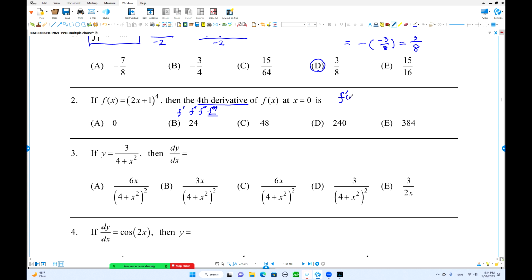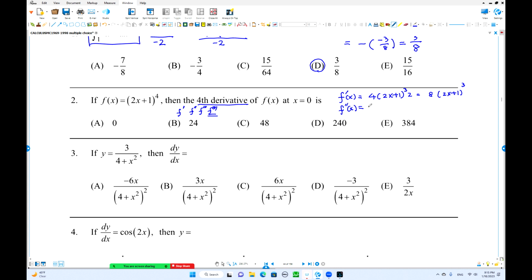f prime of x is how much? 4, move to the front. 2x plus 1. 4 minus 1 is 3, but we multiply it with the derivative of the inside. The derivative of 2x plus 1 is 2, right? Times 2, which is what? 8 times 2x plus 1 to the 3, right? That's the first derivative. Are you okay with this? So using the chain rule, right? Second derivative.